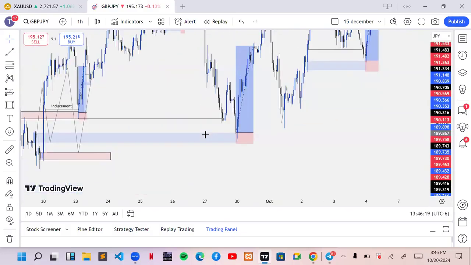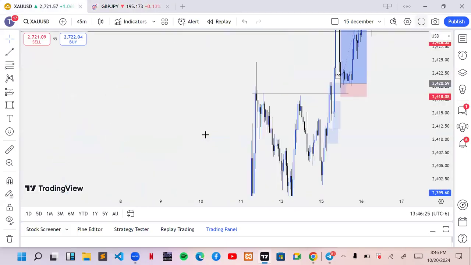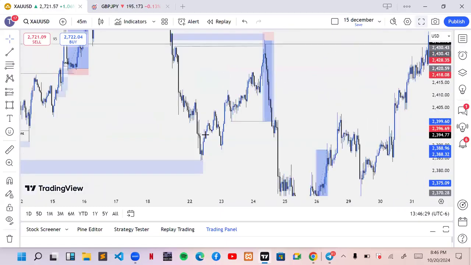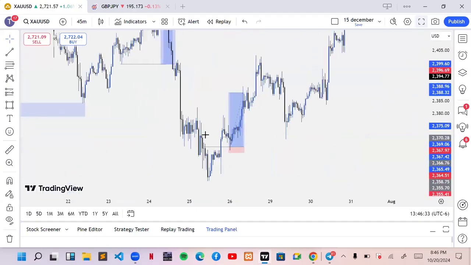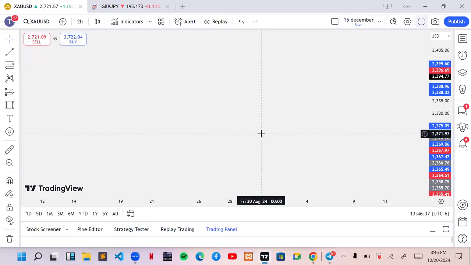You want to use the breaker block, you want to use other blocks. Okay, let me see if I have a trade with another block. Let me show you so you know when to use another block. This also is a breaker block trade.